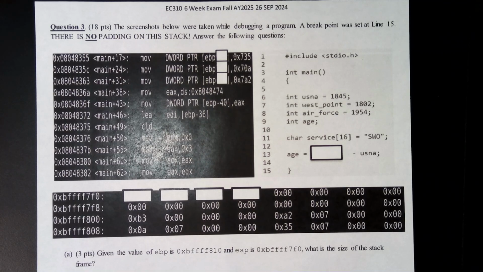Okay, on to question number 3. So this one gives us a stack output in the debugger, some C code, and some assembly code to go with it. So we're going to go one question at a time here as we get to all of those.